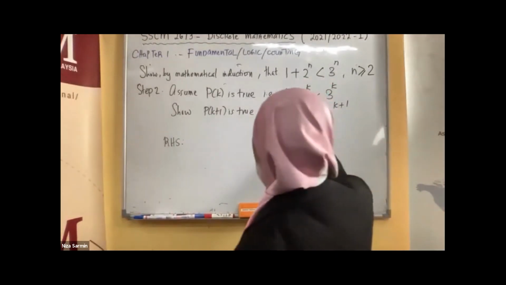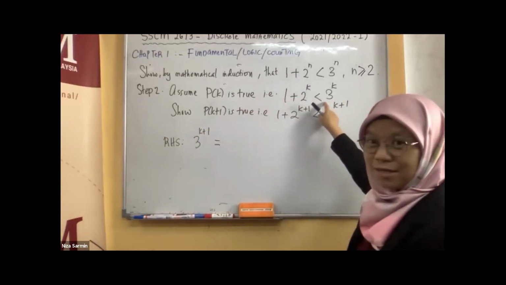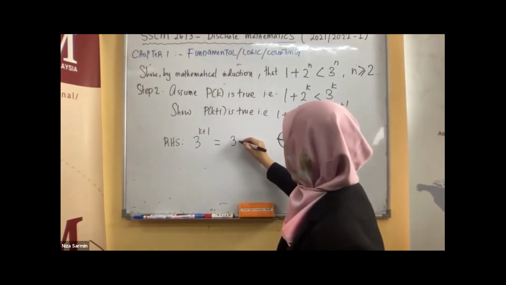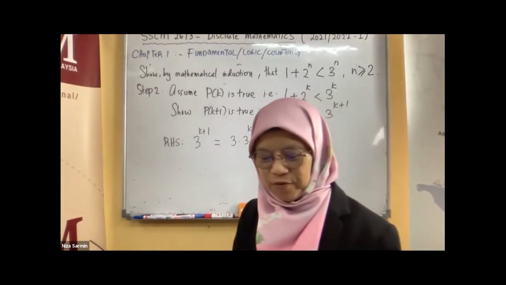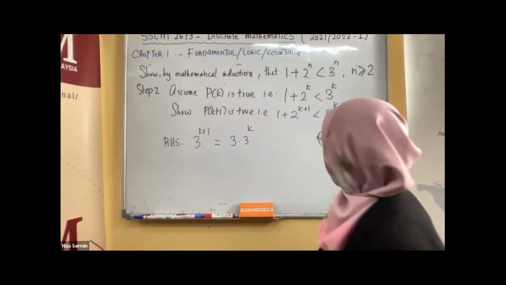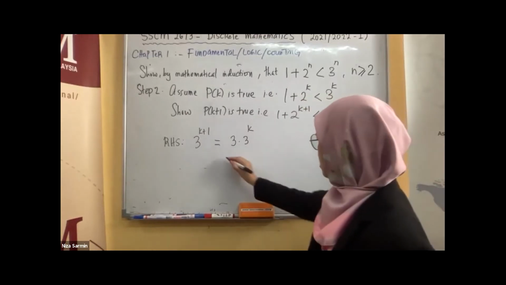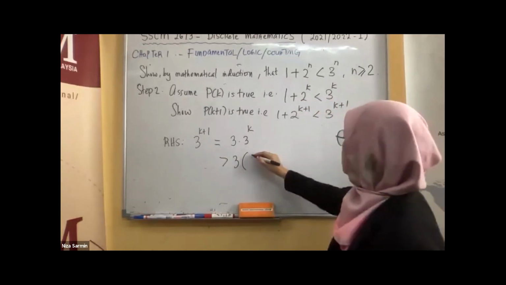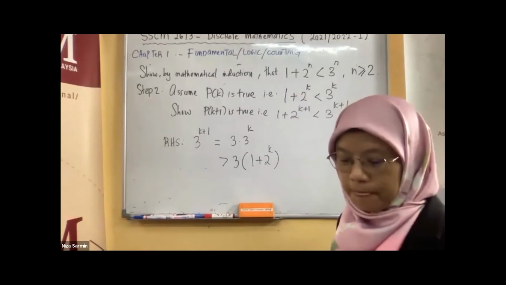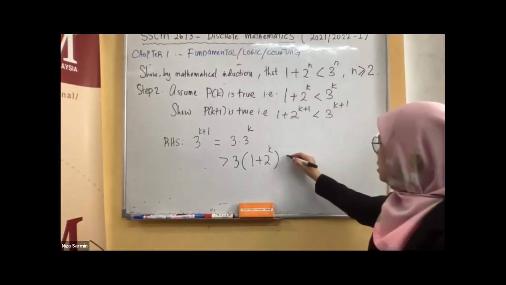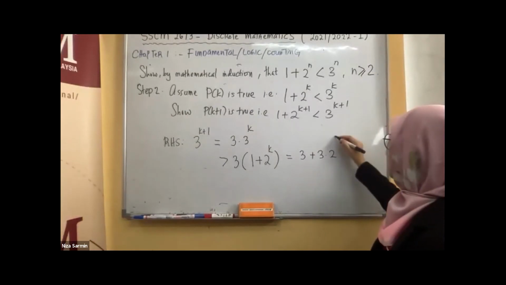Okay, so I take 3 to the k plus 1. Now, easy, right? It's just 3 to the k, so this is 3 times 3 to the k, like the one that we did before. Okay. 3 to the k is bigger than 1 plus 2 to the k. Then you can just multiply and see 3 plus 3 times 2 to the k.